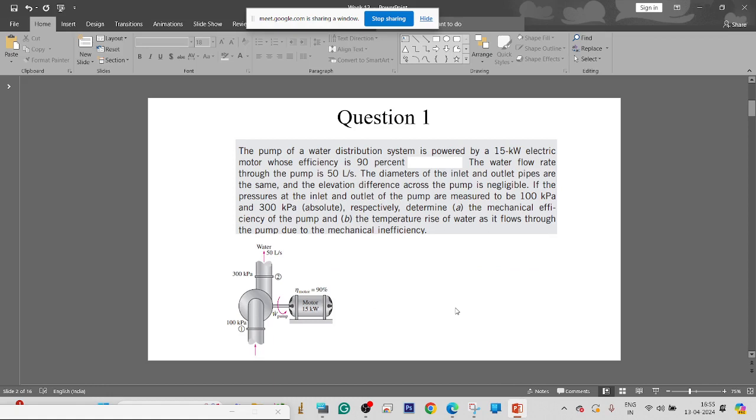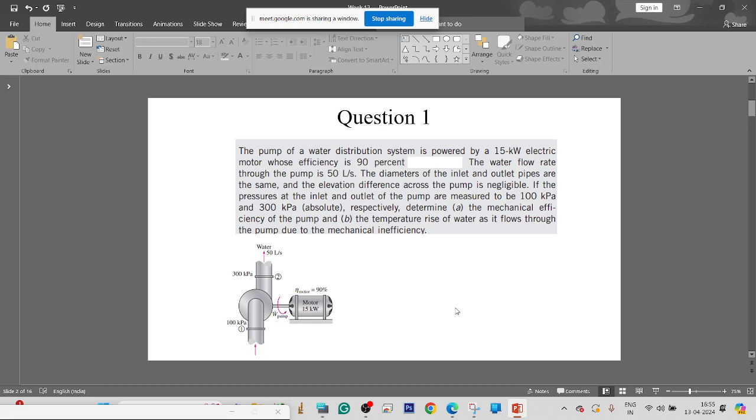So this is the first problem for today, where the pump of a water distribution system is powered by a 15 kilowatt electrical motor whose efficiency is 90%. The water flow rate through the pump is 50 liter per second. So volumetric flow rate is given, efficiency is given, the diameters of the inlet and outlet of the pipes are the same, and the elevation difference across the pump is negligible. If the pressures at the inlet and outlet of the pump are measured to be 100 kilopascal and 300 kilopascal, the absolute pressures are given, we need to find the mechanical efficiency of the pump and the temperature rise of the water as it flows.